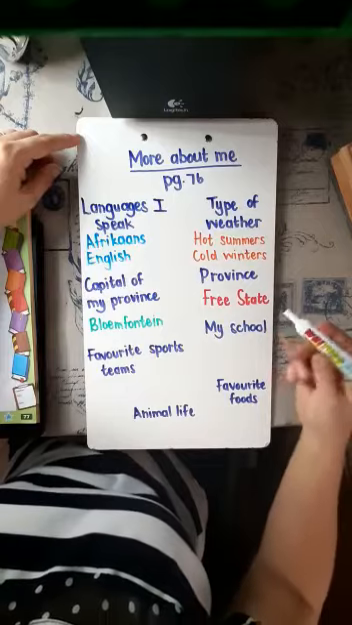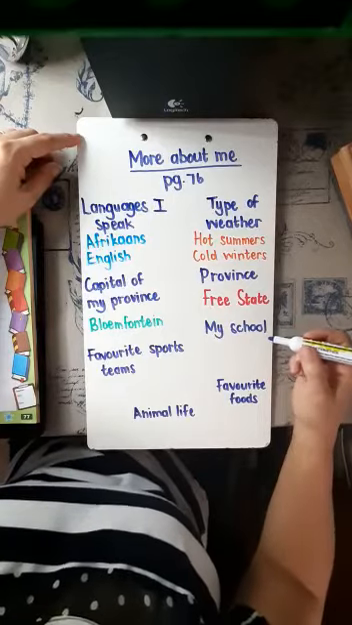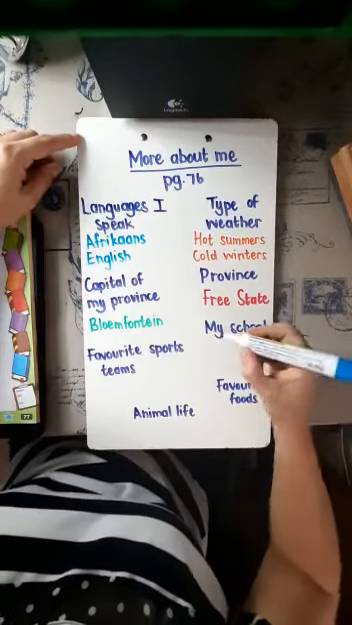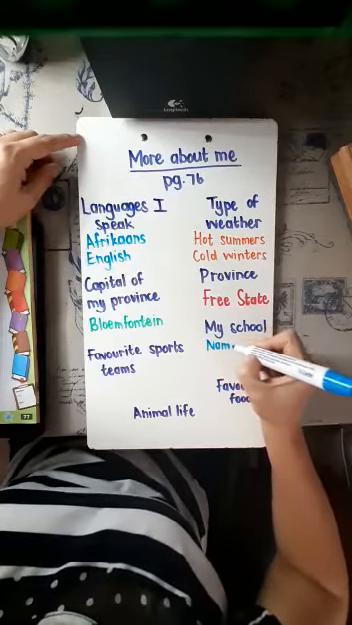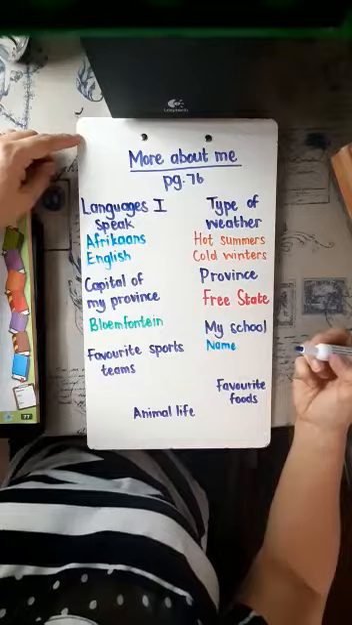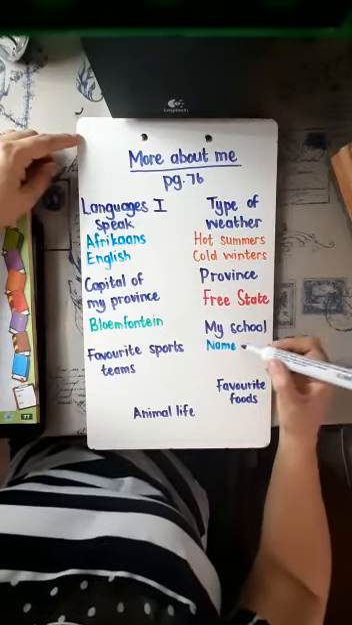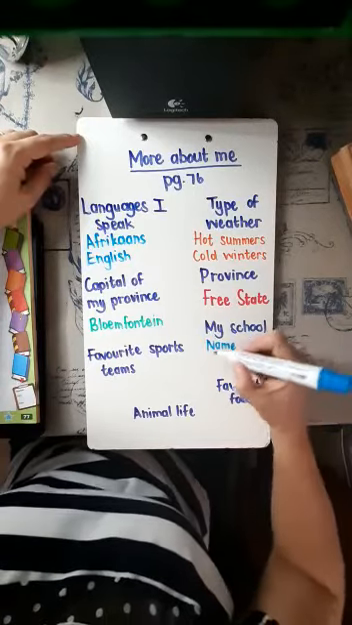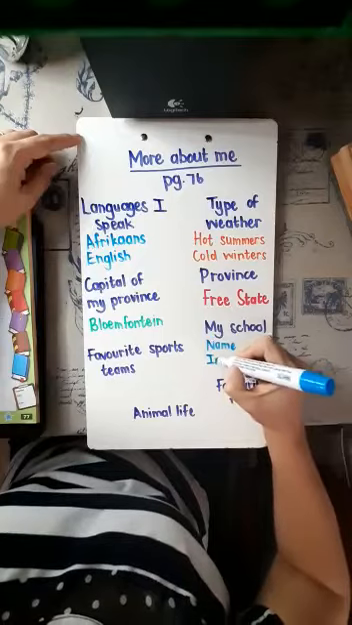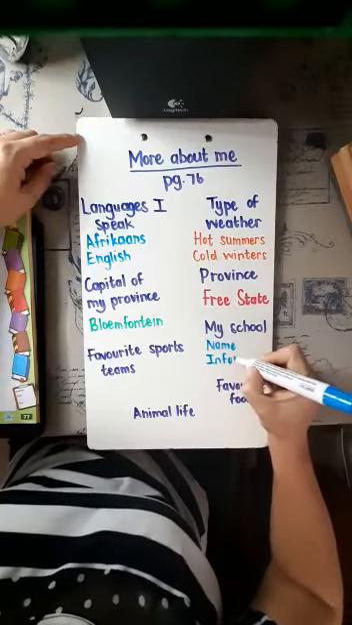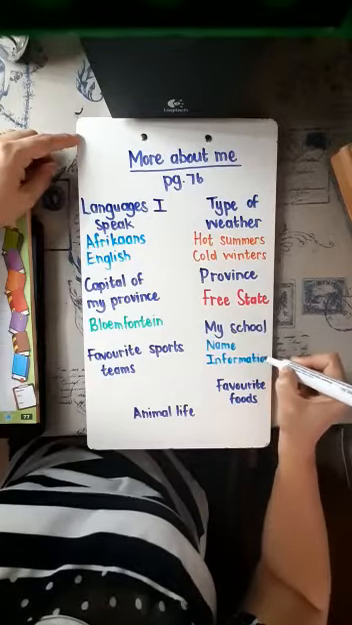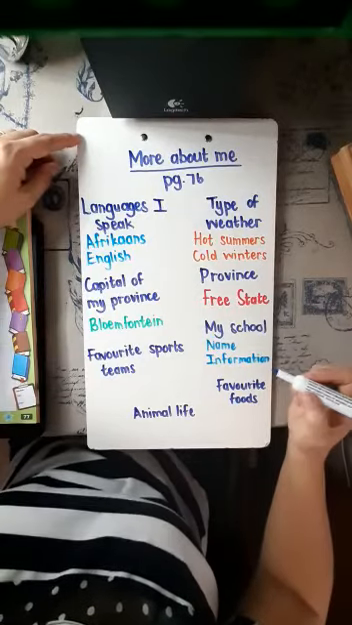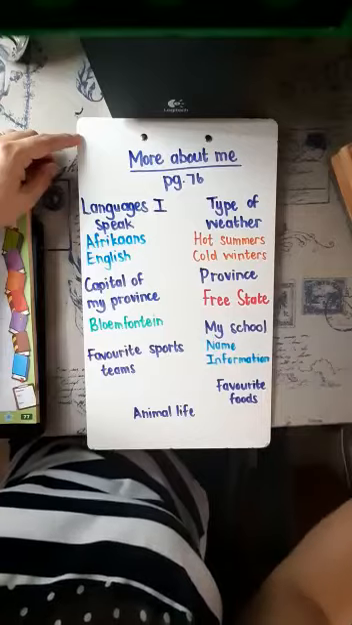Right, then if we jump to the right again, my school. Here, I would suggest writing down the name of your school. I'm not going to write it for you. This one I think you can do on your own. Then, I would suggest writing extra information about your school as well, so you can really brag about your school with your friend.